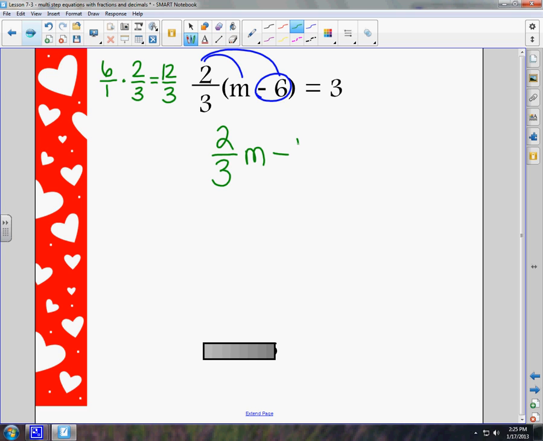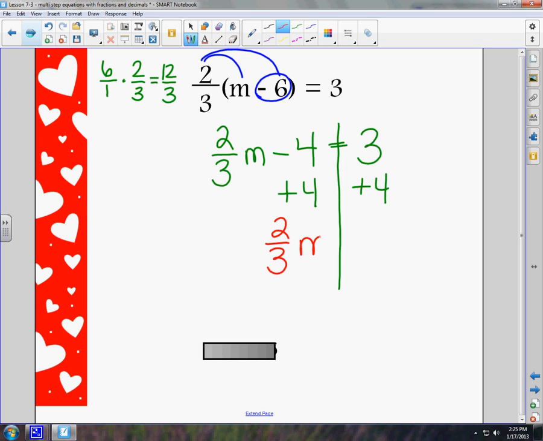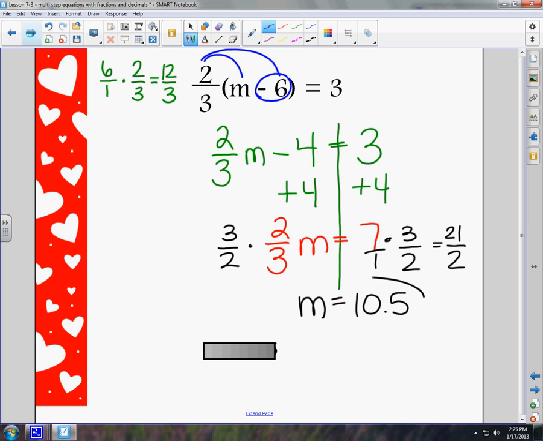So 2/3 m minus 4 equals 3. So now I've distributed my 2/3 to both of my things, and I got a whole new equation. I'm going to add 4 to both sides. So I get 2/3 m equals 7. And then I'm going to multiply by the reciprocal, which is 3/2. So m equals 7 times 3 is 21/2. And 21 divided by 2 is 10.5.